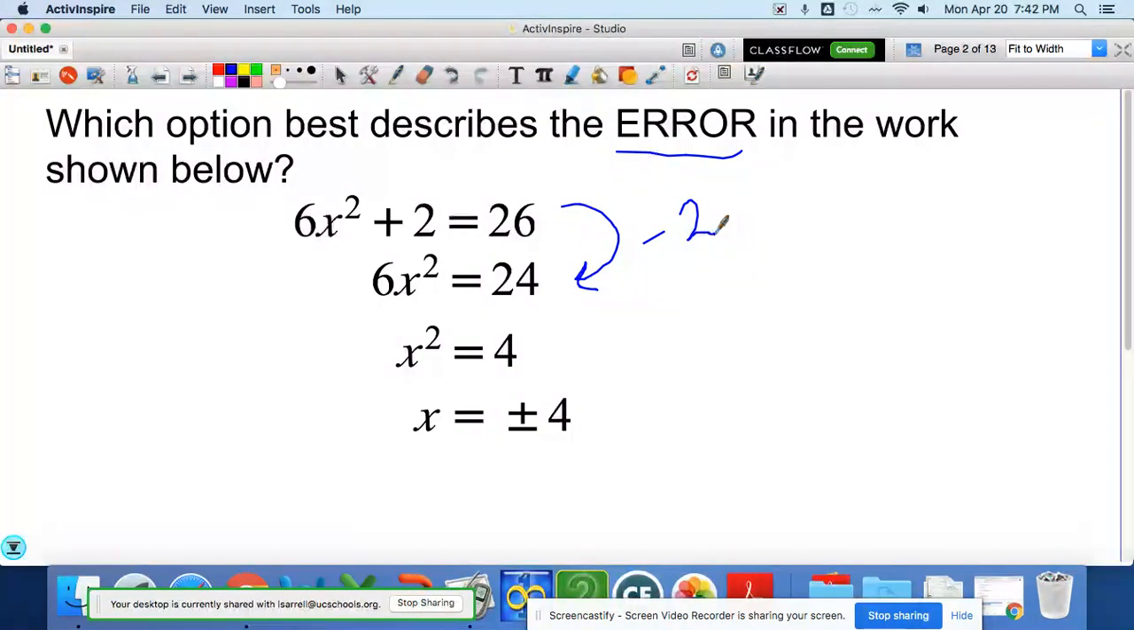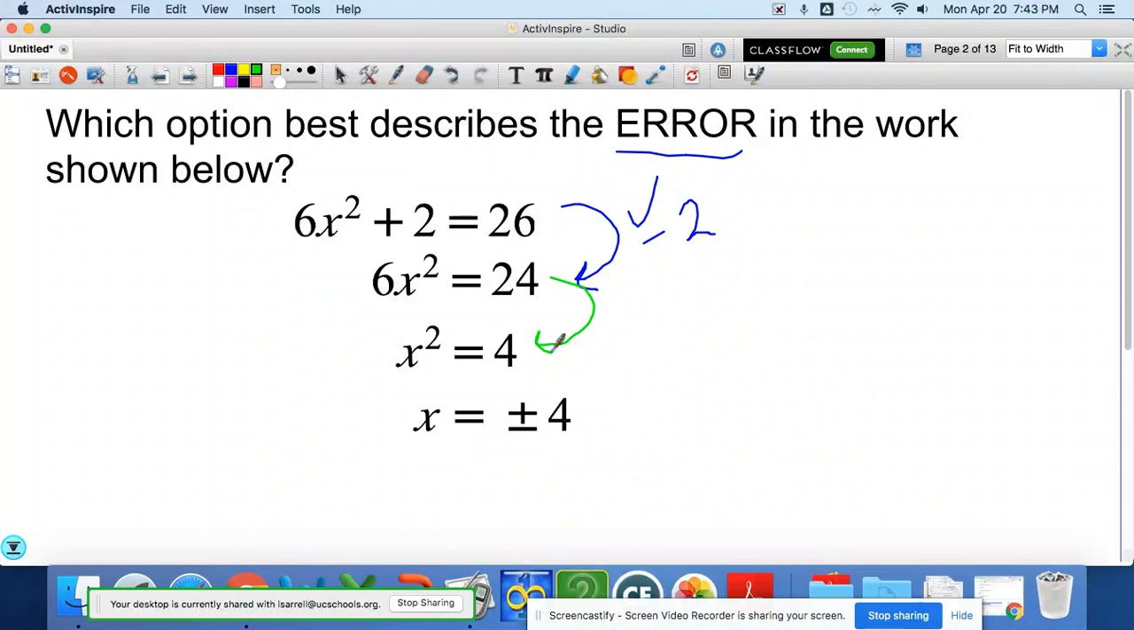Well, if we subtract 2 from the left, it goes away. If we subtract 2 from the right, it's 24. So it looks like this step's good to go. Our next step, I'll do a different color for that, from here to here, find out what did they do, and then analyze, did they do it correctly?